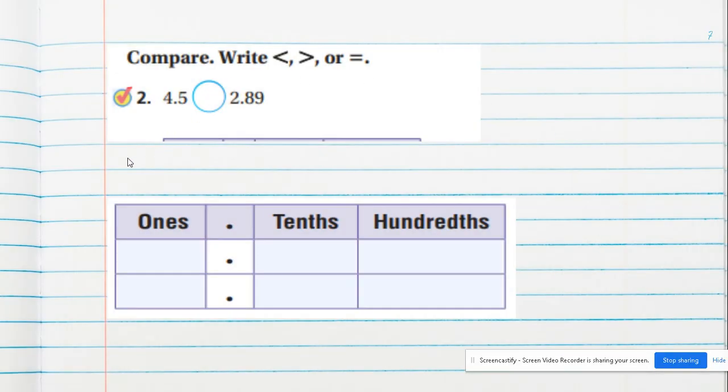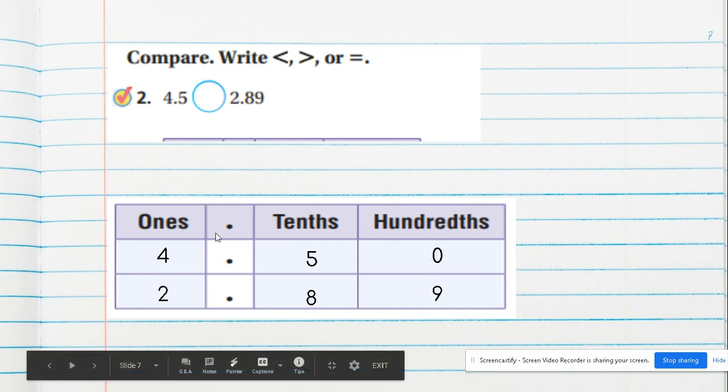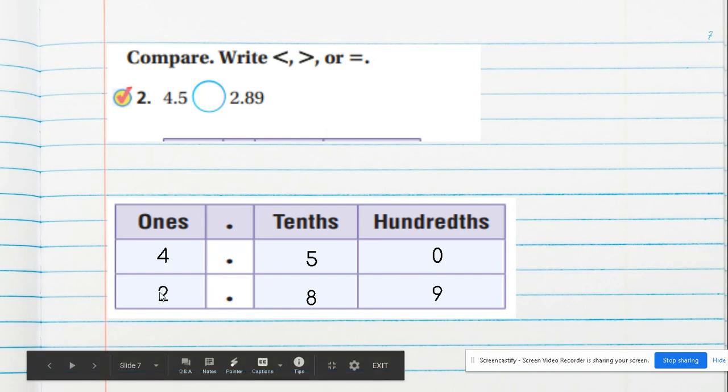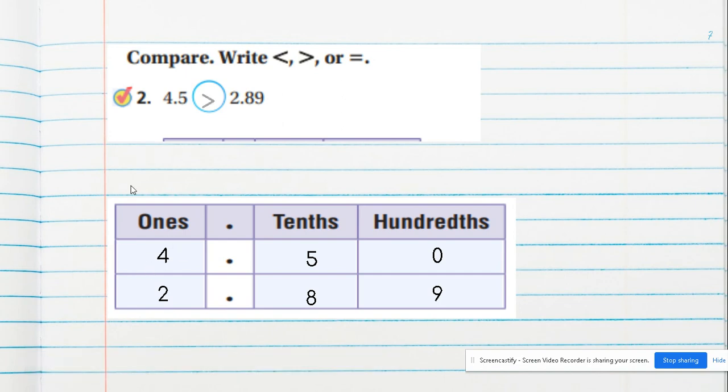Now we're going to compare. Of course, we need our place value chart. I have 4.5 and 2.89. Uh-oh, looks like I need a ghost. So let's plug in that ghost. Just by looking at the ones place, you have $4.50 and your friend has $2.89. Who has more money? $4 is greater than $2.